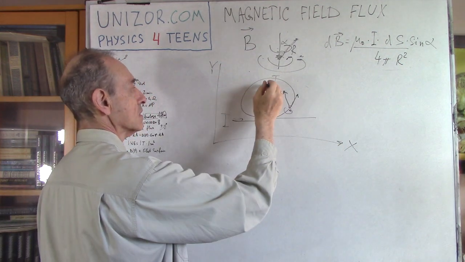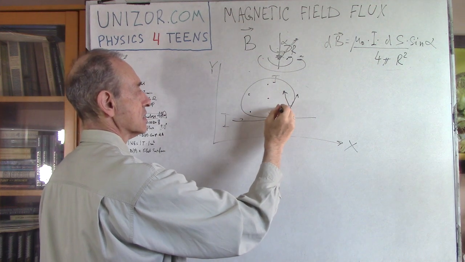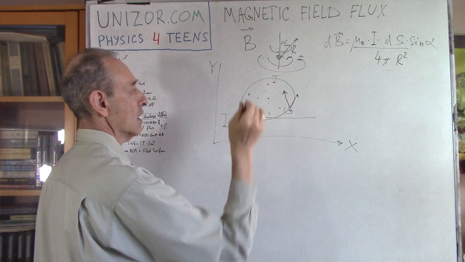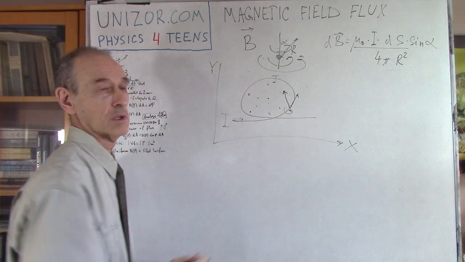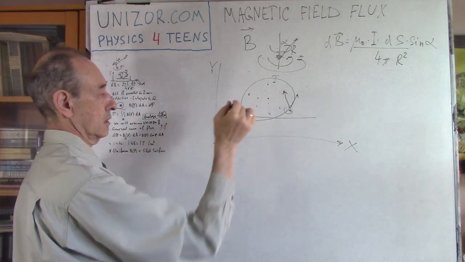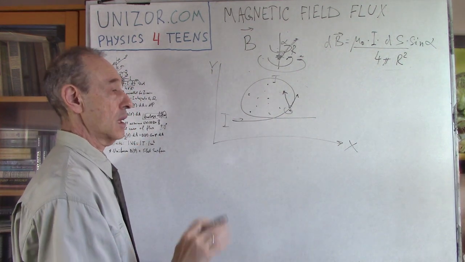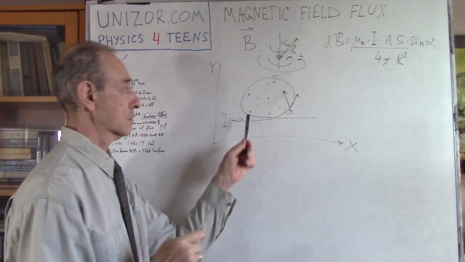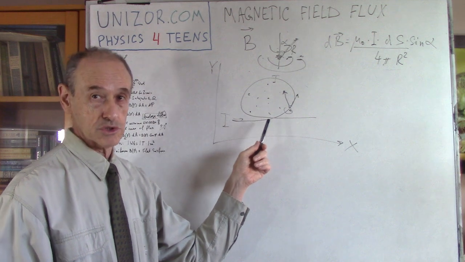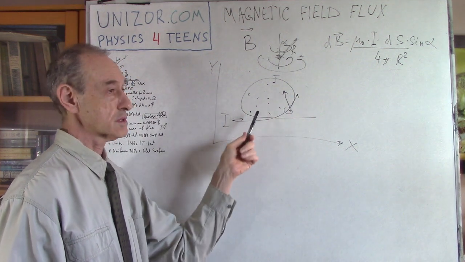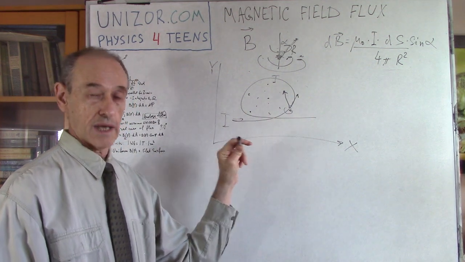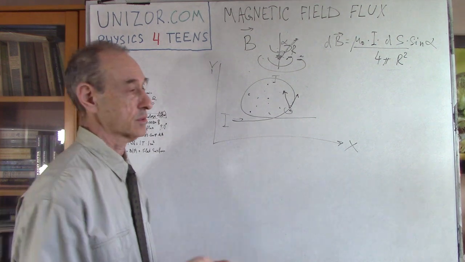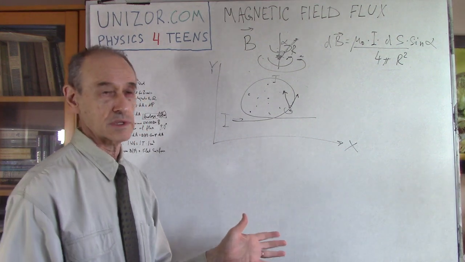So all the different Bs here, here, here, here, they're all directed parallel to the Z axis. Okay, that's good, because they might not be equal in magnitude at different points, but they have the same direction. That's what's important, which makes our life easier, obviously.